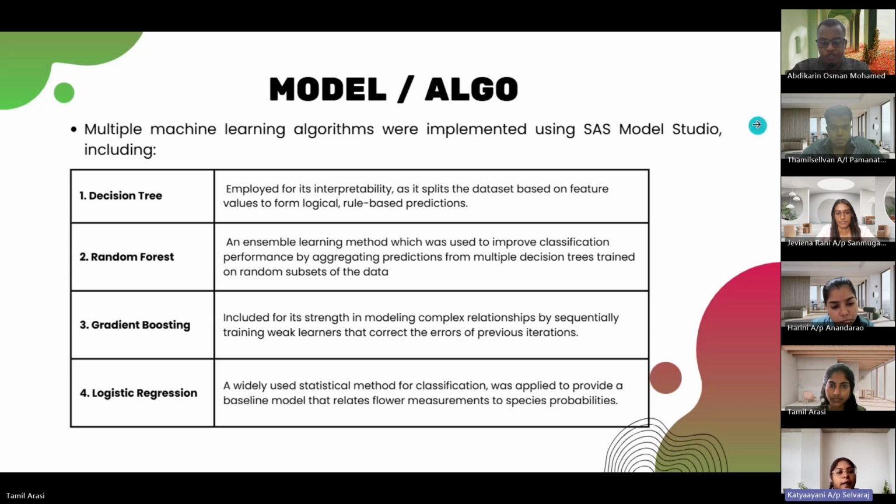And the third is gradient boosting, which is included for its strength in modeling complex relationships by sequentially training weak learners that correct the errors of previous iterations. And the fourth algorithm used is logistic regression, a widely used statistical method for classification, also applied to provide a baseline model that relates flower measurements to specific probability.